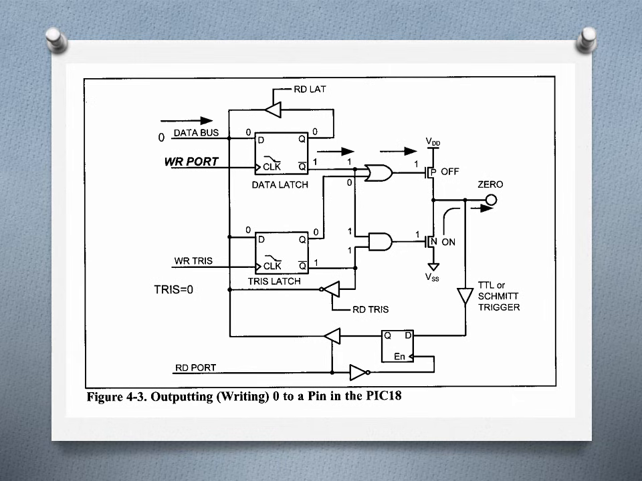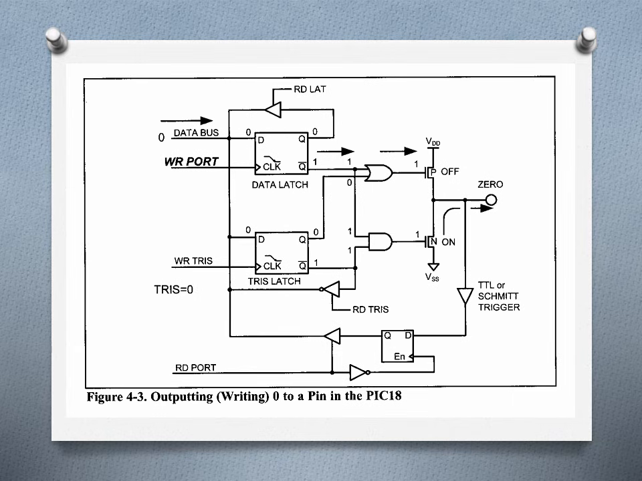Now this is writing a 0 to a pin in the PIC 18. You can see that this is an output port. So the tri-state register has to be given a value of 0. You can see you have 3 flip-flops. The upper flip-flop is the data latch, the center is the tri-state latch, and the other is the read enable D flip-flop. At the center you have tri-state 0. When tri-state 0 is given, your Q output becomes 0. And again when you write a value of 0 into the data bus, the Q dash value will become 1.